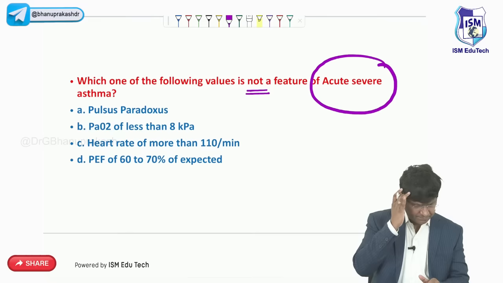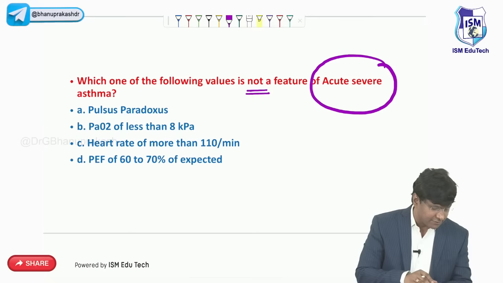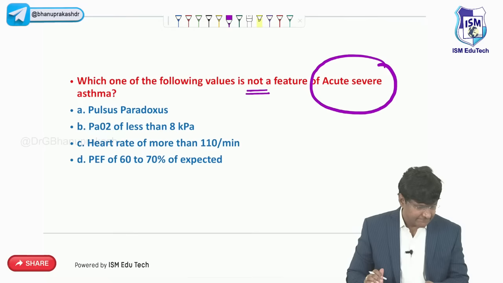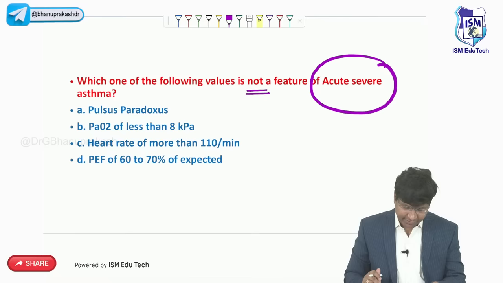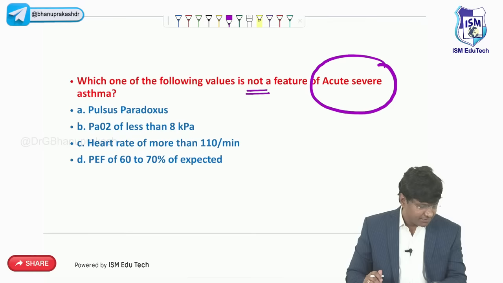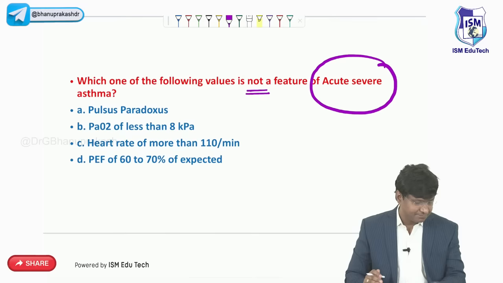Yes, Abhay, which one are you talking about? You have to follow the new guidelines definitely. Right. So, which one of the following is not a feature of acute severe asthma? Yeah, for COPD treatment, you need to follow the new guidelines. The new one. Okay. Right.